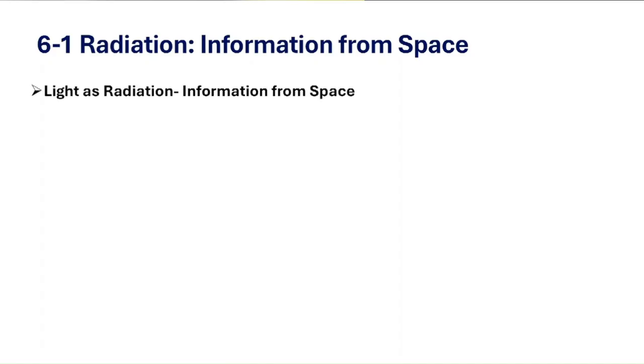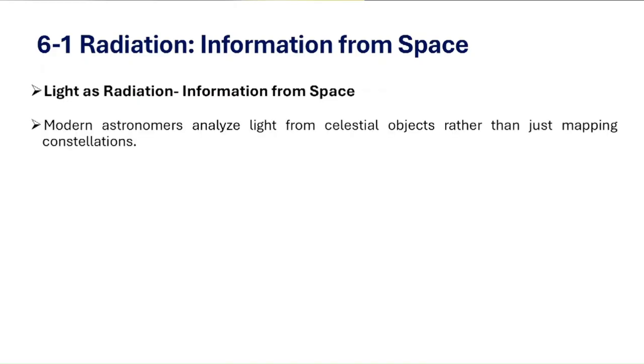So, light is not just something we see. It's a messenger carrying information across space. And astronomers can tell a lot about a star, planet, or galaxy just by studying the light it emits. So today we will see how light behaves both as a wave and as a particle. Now, unlike the first astronomers who mapped constellations, modern astronomy relies on analyzing light from objects millions or even billions of kilometers away. And by studying light, they figure out composition, temperature, movement, and even internal processes of celestial objects.